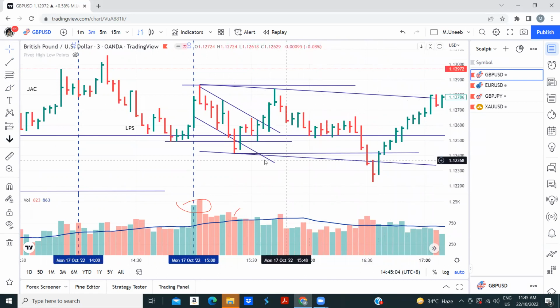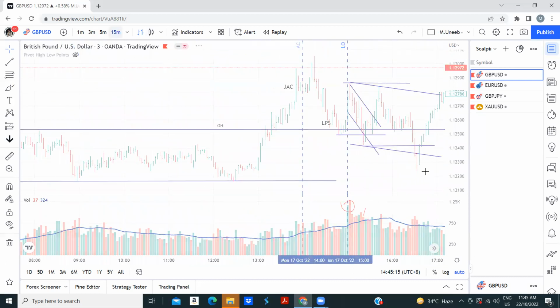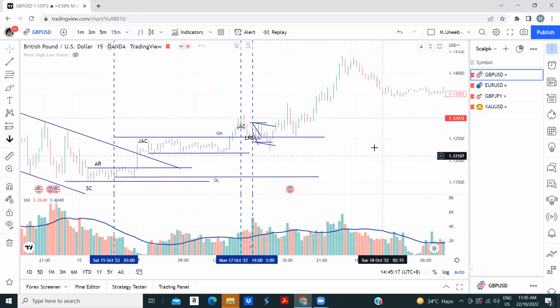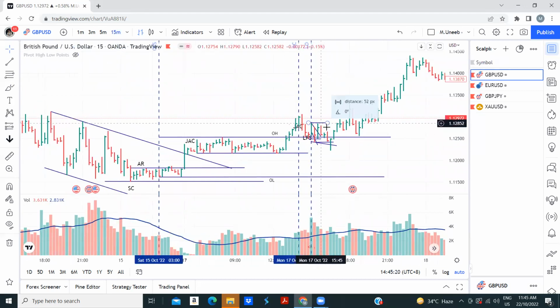Got it? If this is spring, this becomes what? Test of spring. Got it? Reversed. And you have a channel here as well. Now draw the main point. Okay. Now draw the main point for the London session. What do we have here?